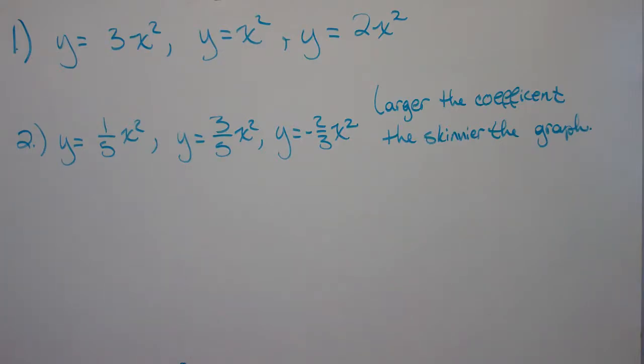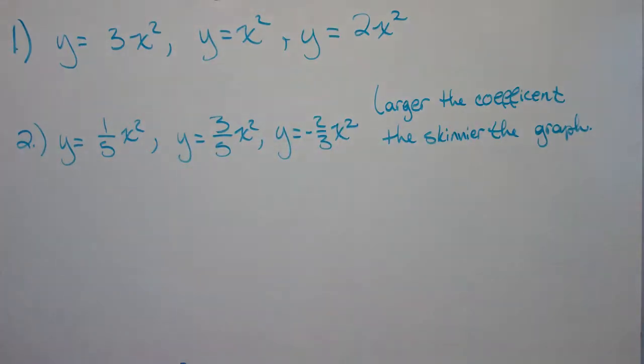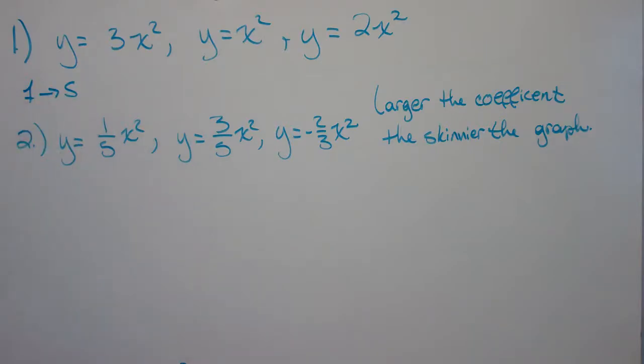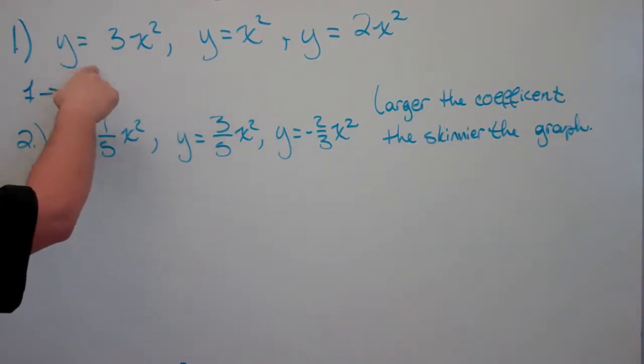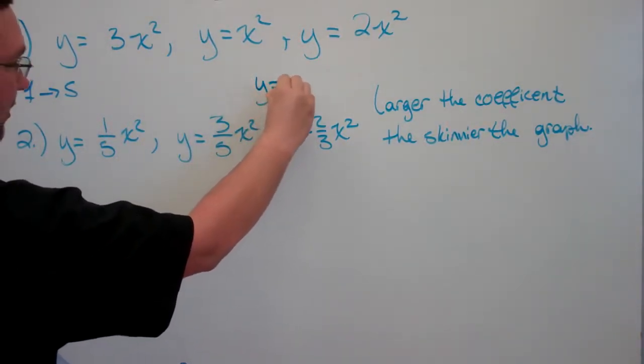All right, so what you have to remember for these is the larger the coefficient, remember your coefficient is your number in front of x, the larger the coefficient, the skinnier the graph. And we got to go from fattest to skinniest. So, the largest number is going to be the skinniest. So, the y equals 3x cubed, that's going to be the skinniest.